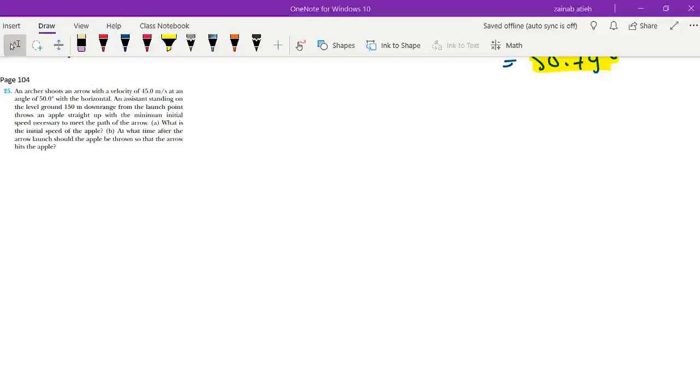I will complete solving problems of chapter 4. I will start with problem 25, page 104. It says, an archer shoots an arrow with a velocity of 45 meters per second at an angle of 50 degrees with the horizontal. I will draw the given.